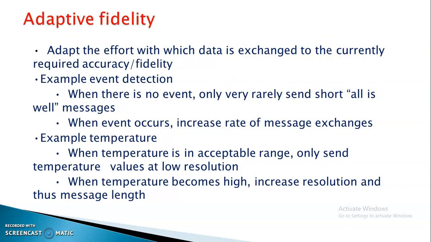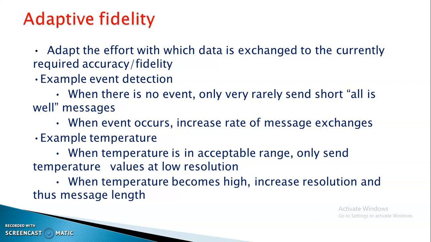Then adaptive fidelity. Adaptive fidelity is how adaptable the data exchange is to the currently required accuracy. So it is like event detection. If there is no event, then there is no sending. No event means only a little data is sent, giving a message: okay, all is well. Then when an event occurs, another message will come.